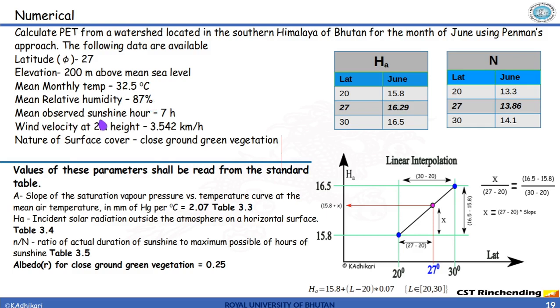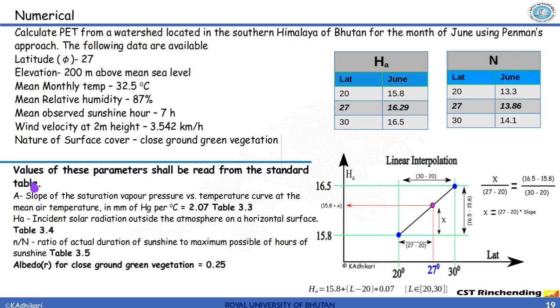Mean observed sunshine hours is 7 hours, and wind velocity at a height of 2 meters is given in kilometer per hour, so we have to convert this into kilometer per day. The nature of the surface is also given, it is closed ground green vegetation. So I believe that the value for albedo for this condition is 0.25.